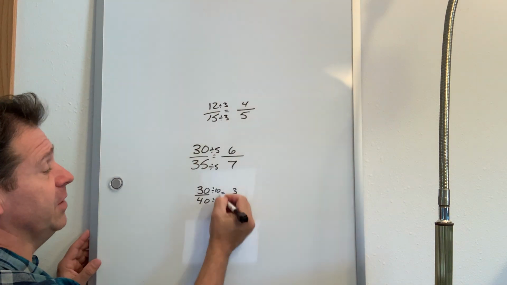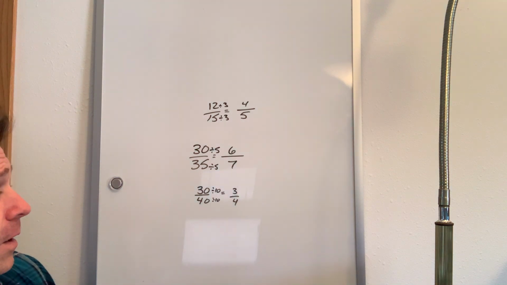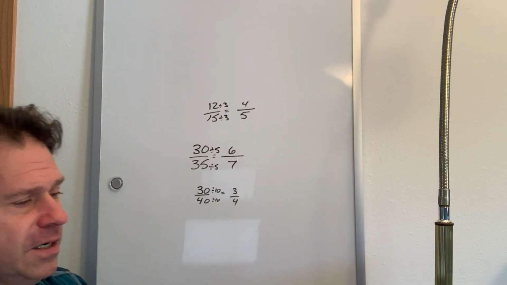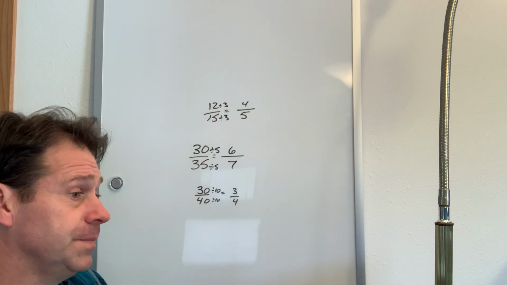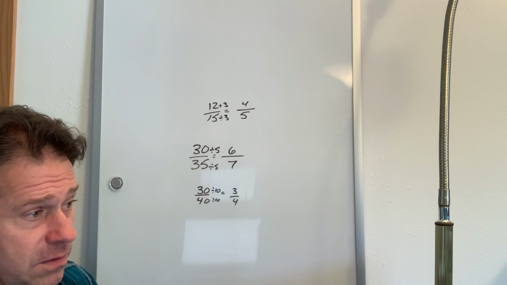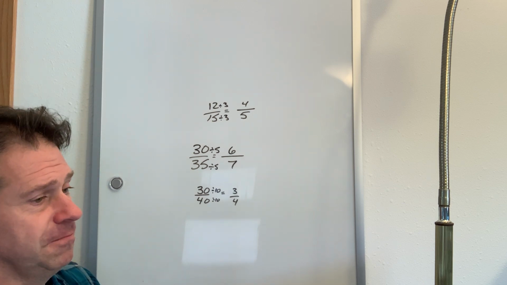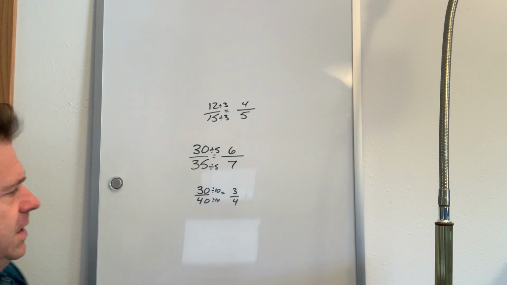Then you ask yourself, is there any number other than 1 that goes into both 3 and 4? No. So if the only number that goes into both is 1 for factors, then it's simplified. Then you're done.